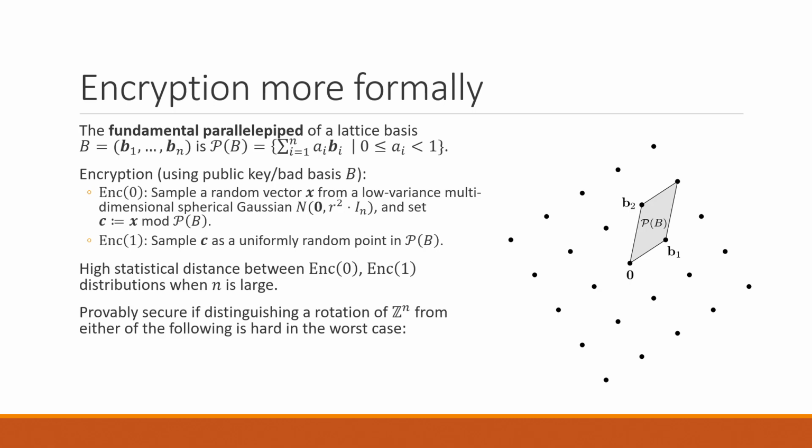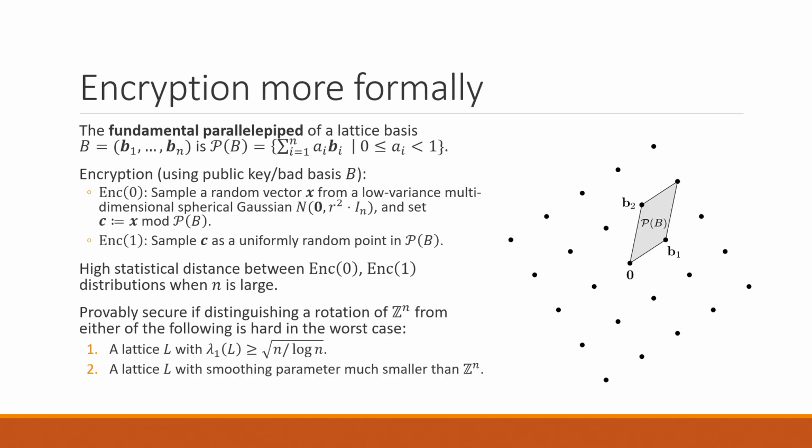This crypto system is actually provably secure if certain worst case problems that are related to ZSVP are hard in the worst case. Specifically, this crypto system is provably secure if it's hard to distinguish a rotation of Zn from either a lattice with lambda 1 greater than square root of n log n, or a lattice that has a small smoothing parameter compared to Zn.